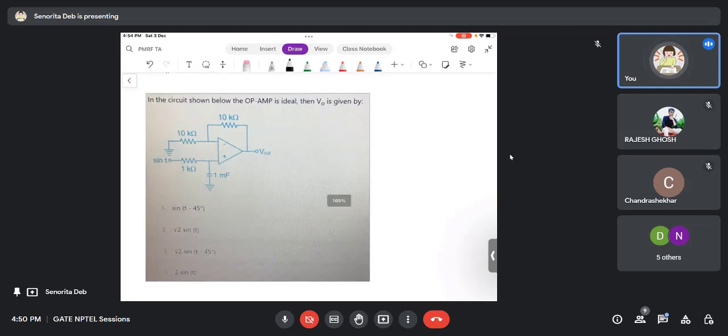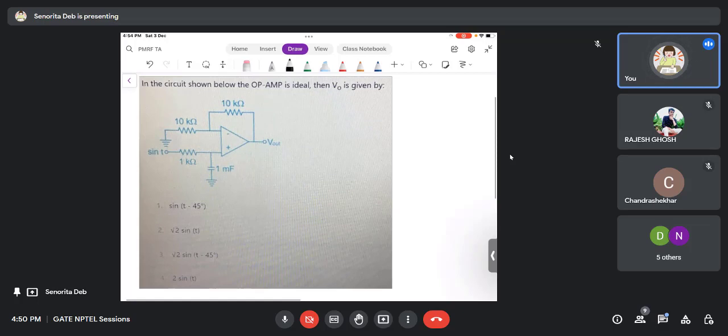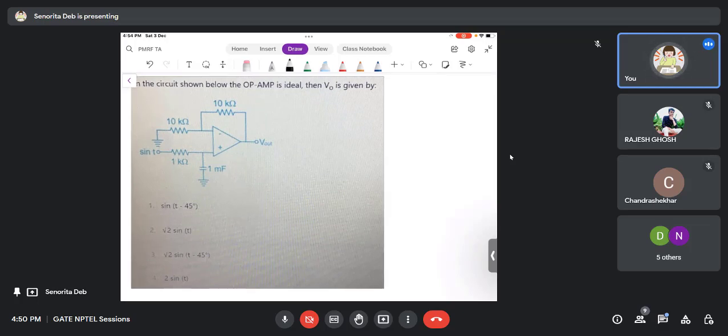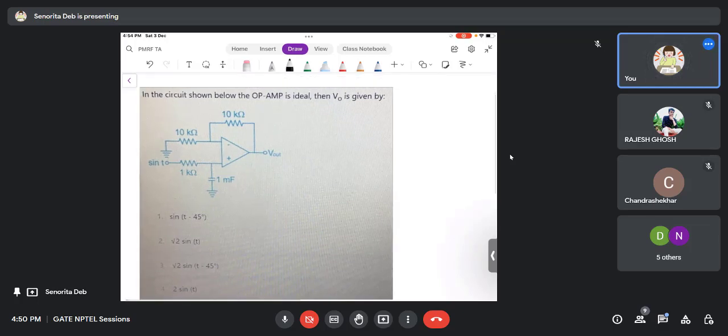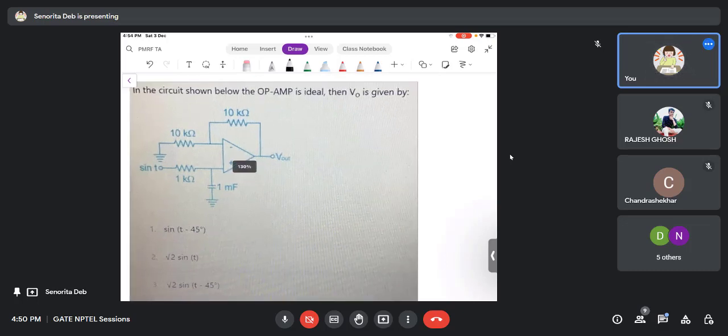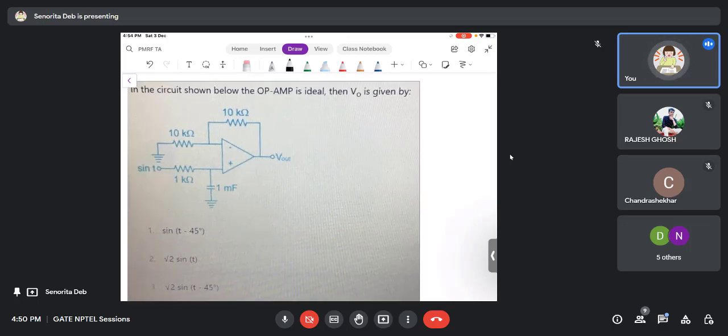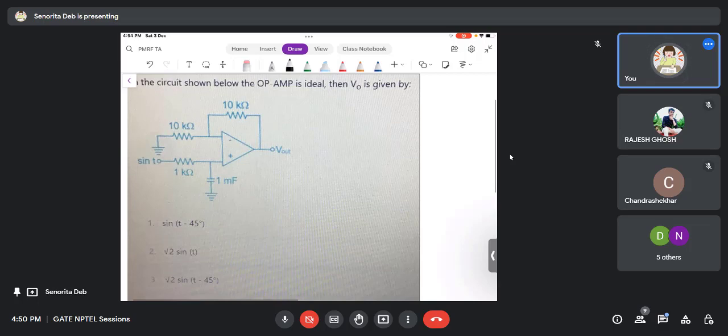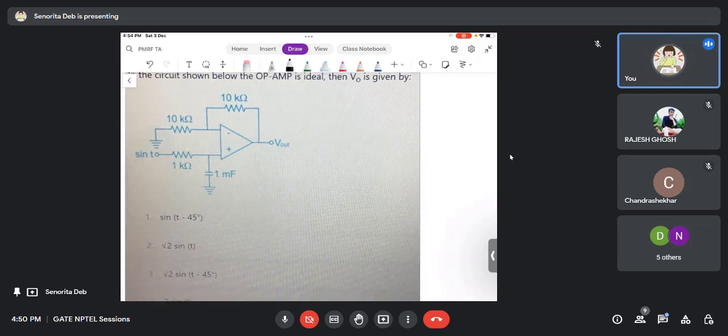Whenever your option is in this way, sine t minus 45 like this, in terms of sine, what do you do? The input is sine t, right? And here 1k, 1 millifarad, and then 10k and 10k is connected. It's a similar circuit as we saw. It's just a low pass filter, right? So what will be your transfer function?